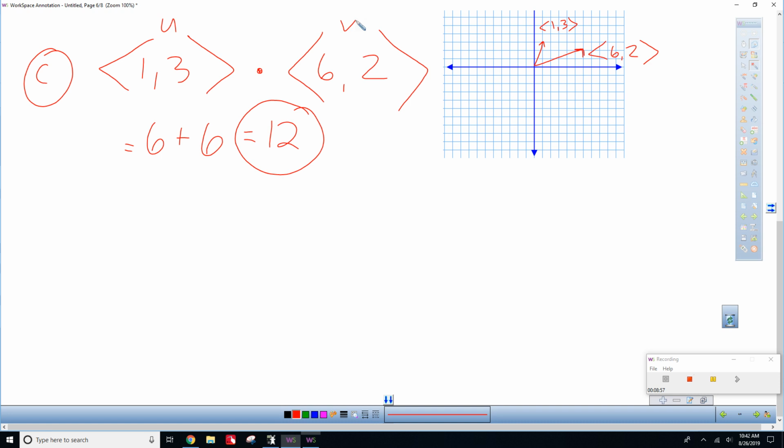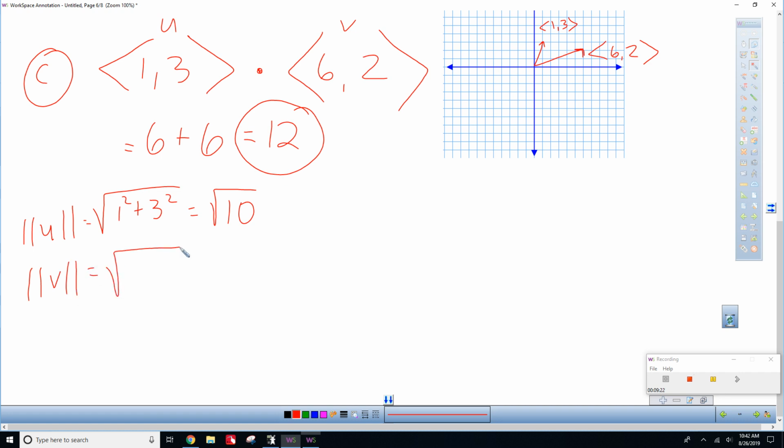Again, if you remember, to find the magnitude of u, you just do the Pythagorean theorem. It's the square root of 1 squared plus 3 squared. So we write this like this. The magnitude of u, so the size of that vector, the length of that vector, is the square root of 10. Okay? The magnitude of the second vector is the square root of 6 squared plus 2 squared. That's 36 plus 4. That's the square root of 40, which is 2 radical 10.